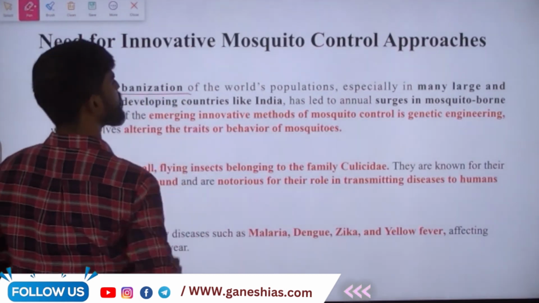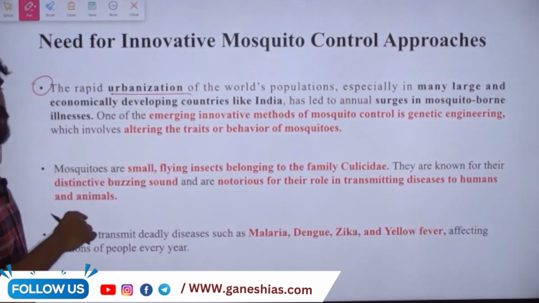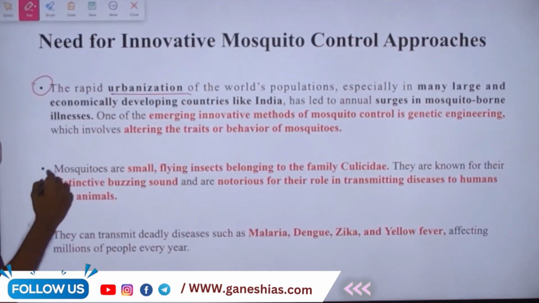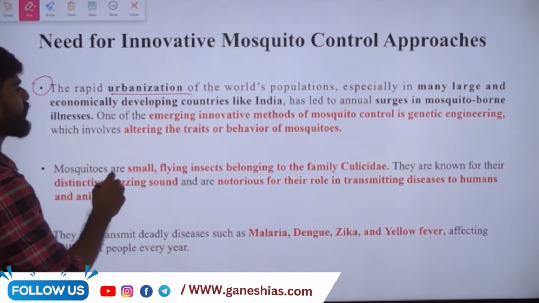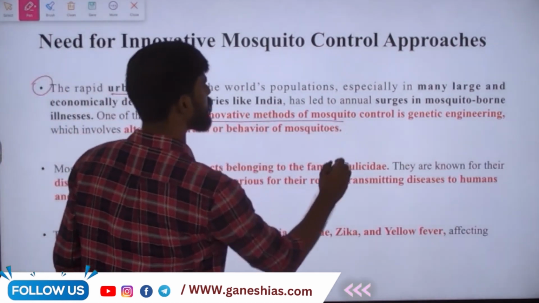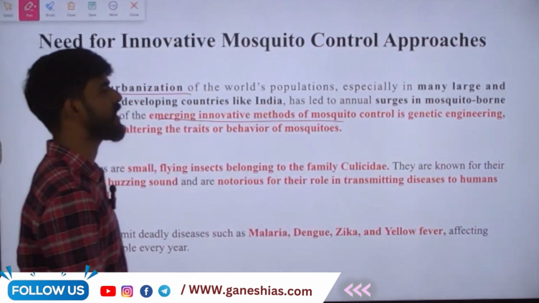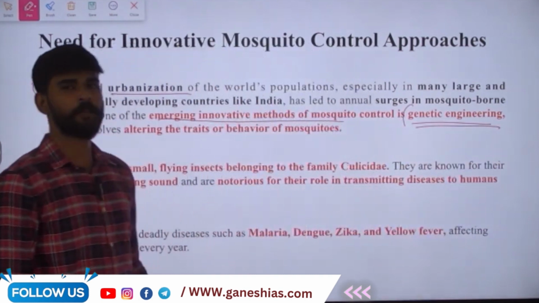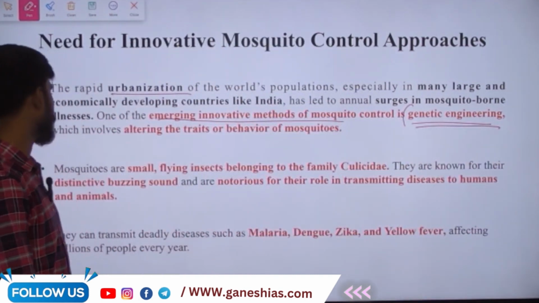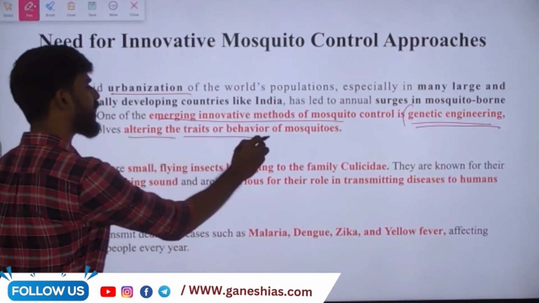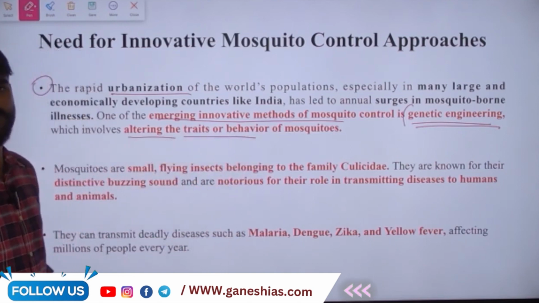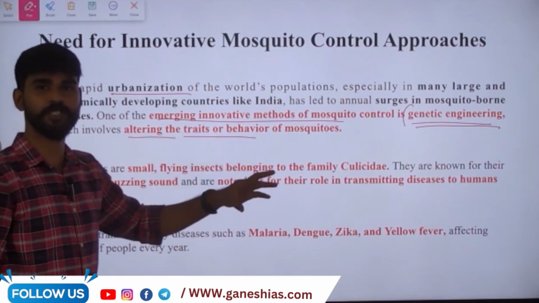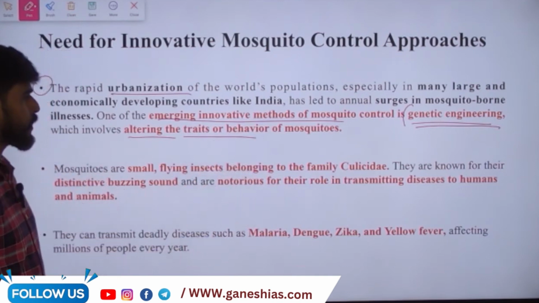Rapid urbanization of the world's population, especially in developing countries like India, has led to annual surges in mosquito-borne diseases. Okay, and one of the emerging innovative methods for mosquito control is genetic engineering. So they are going to apply this method of genetic engineering, which involves altering the traits and the behavior of mosquitoes. So this is how they are going to control mosquito spread or mosquito proliferation.